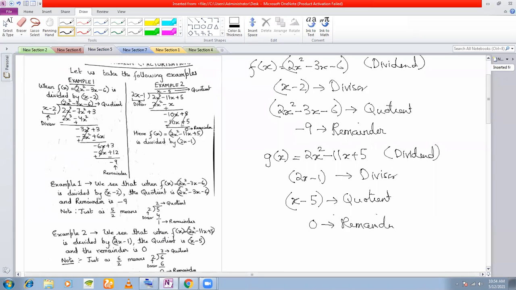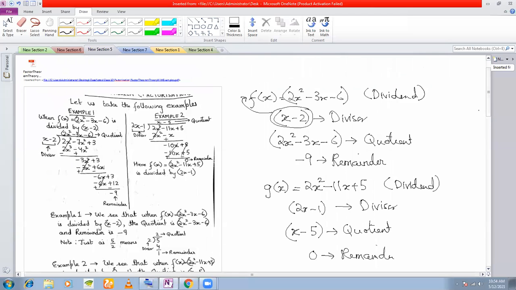So comparing with numbers, what can you say? Can you say that x minus 2 is a factor of this? You cannot say, because you are getting a non-zero remainder here, right? So here x minus 2 is not a factor of 2x square minus 3x minus 6, as the remainder is equal to minus 9, which is not equal to 0. You're getting a non-zero remainder, right?